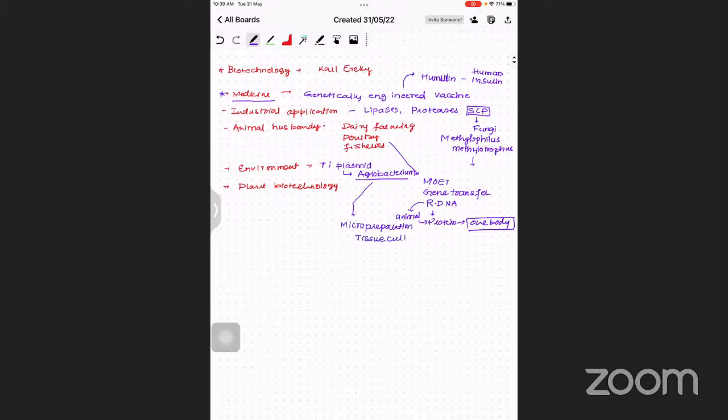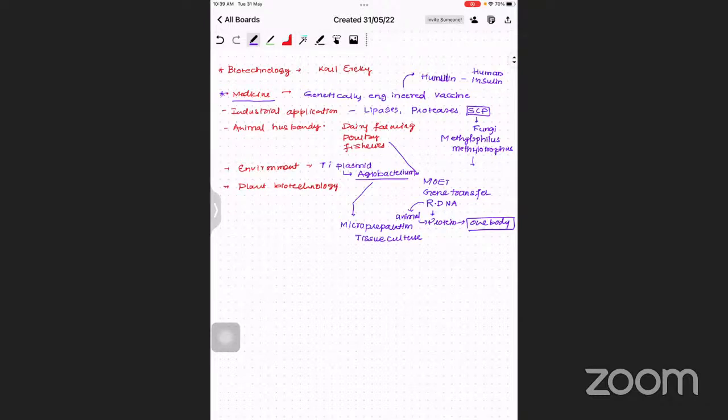tissue culture. So tissue culture is basically a method where within a short span of time we are going to develop a large number of offspring and a large number of individuals. So again, with the help of tissue culture, or cryopreservation, or micropropagation, we are going to develop more number of individuals in small time.